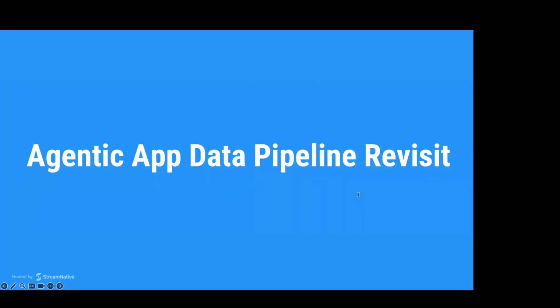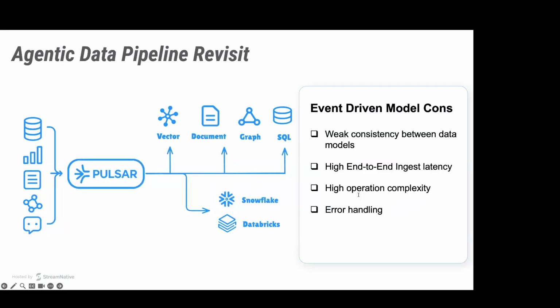Now it's time to revisit the agentic app data pipeline. The traditional model streams events, then uses consumers to write to multiple OLTP databases or push to an OLAP platform. It works, but it's messy. You get weak consistency between the data models and high end-to-end latency. You also get high operational complexity and need to write code to handle the error cases.